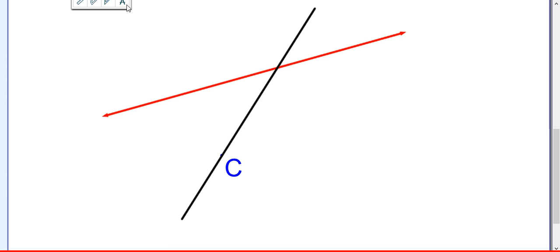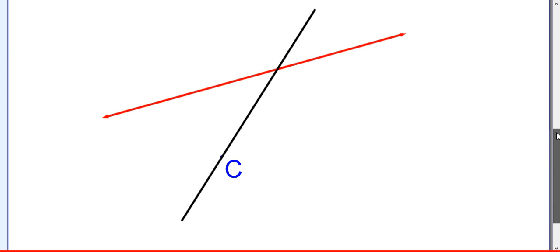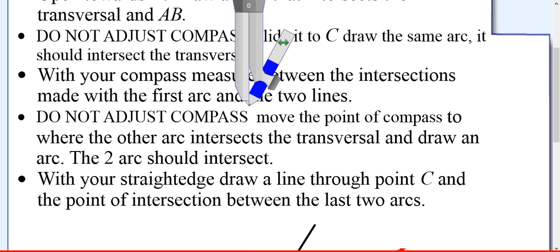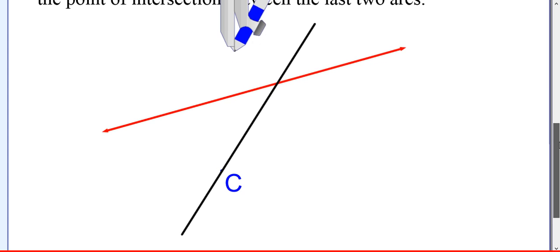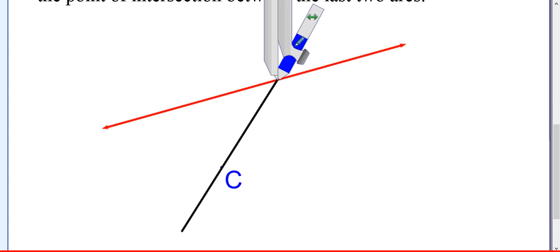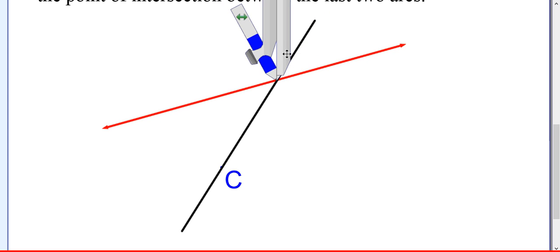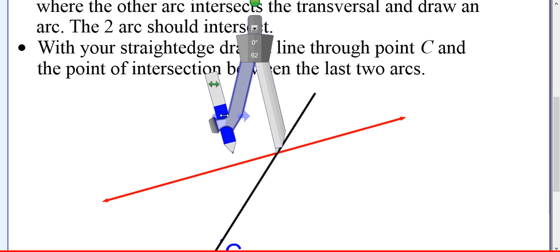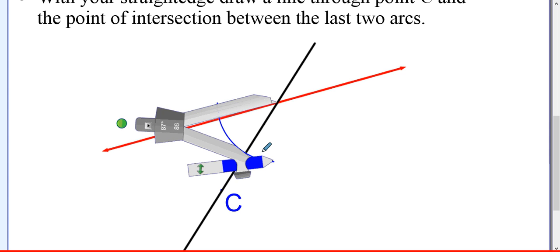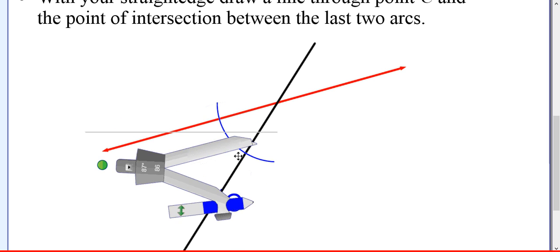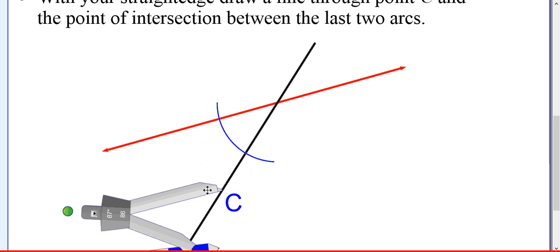You should remember that to copy an angle, the first thing we do is make a reference arc. So we're going to make an arc right there. And we want to make that same arc where we're trying to copy the angle. So we're going to move the point of our compass down to C and make that same arc.